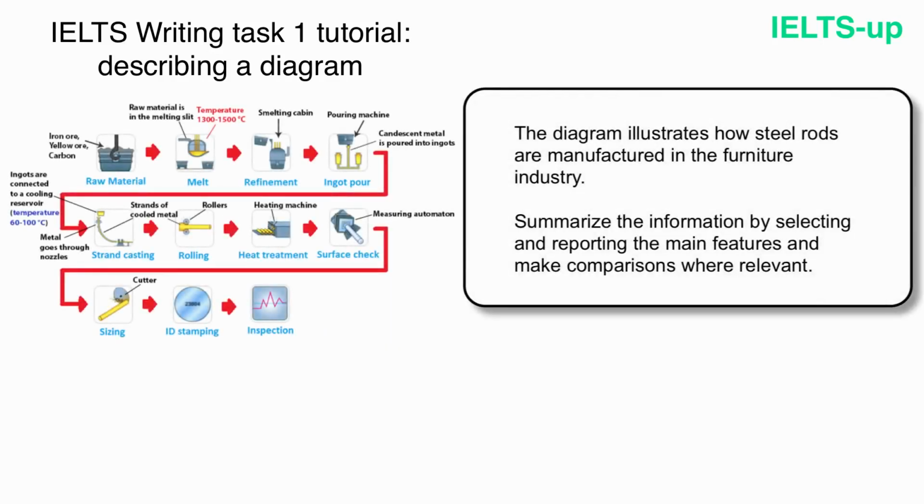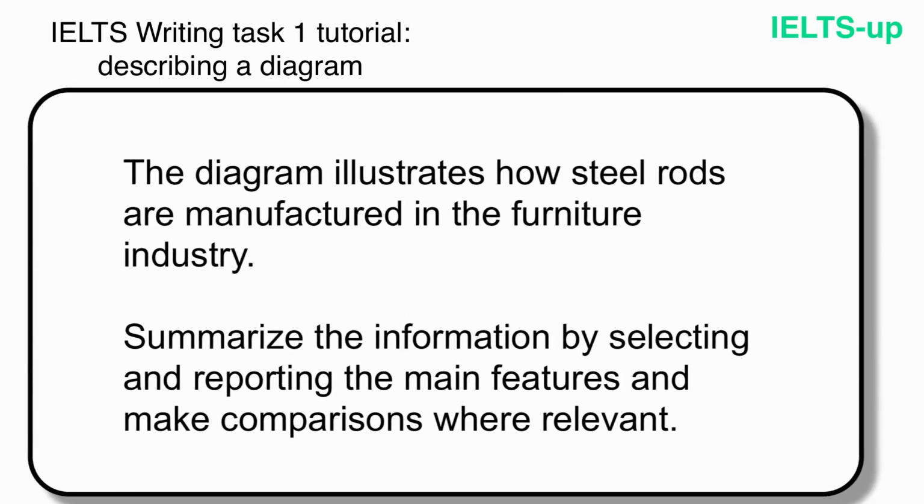And here's how a writing Task 1 question with a diagram may look. You've got a question card that gives you some basic information about your diagram, and you've got the diagram, which you should describe in your own words. Let's take a closer look at our question card. It says, the diagram illustrates how steel rods are manufactured in the furniture industry. Summarize the information by selecting and reporting the main features and make comparisons where relevant.